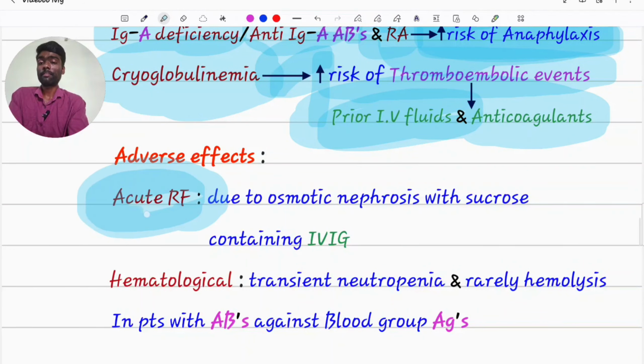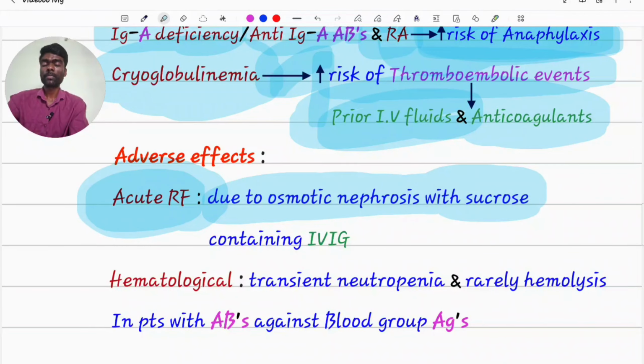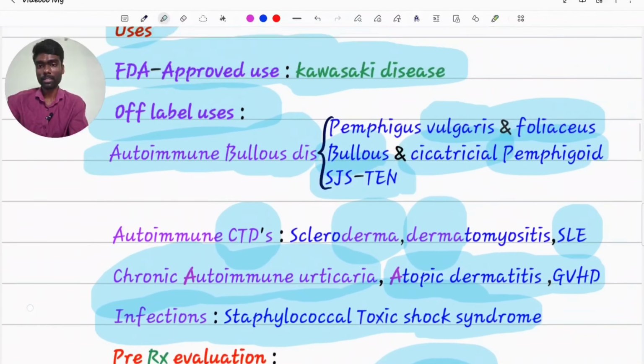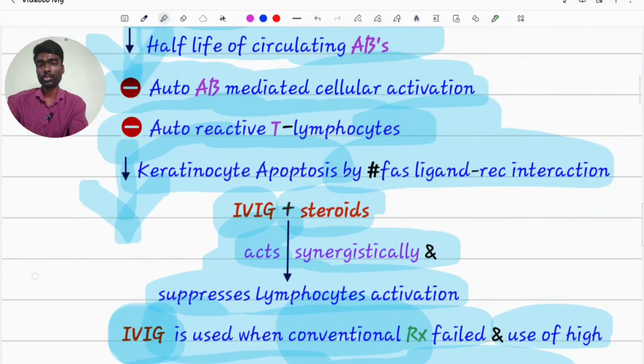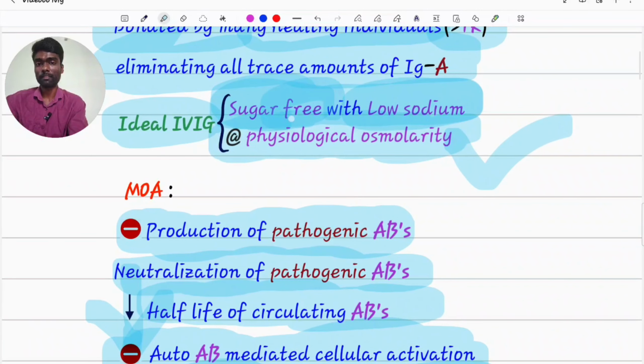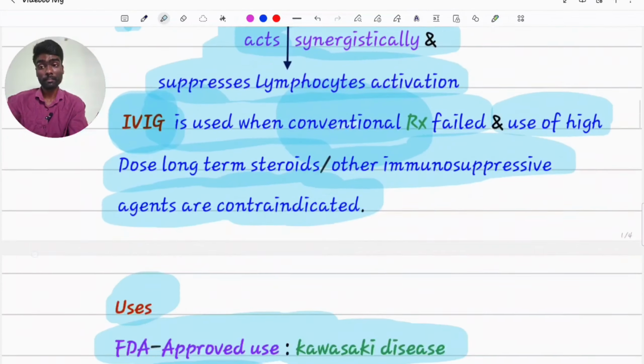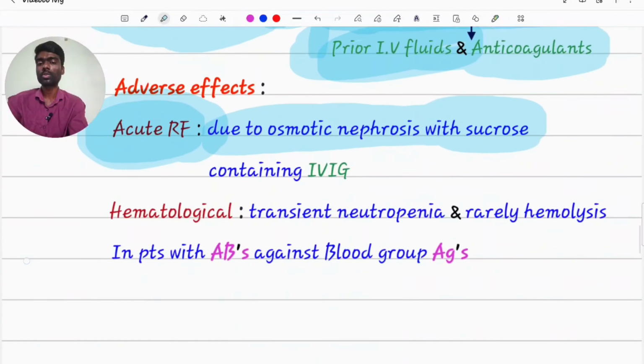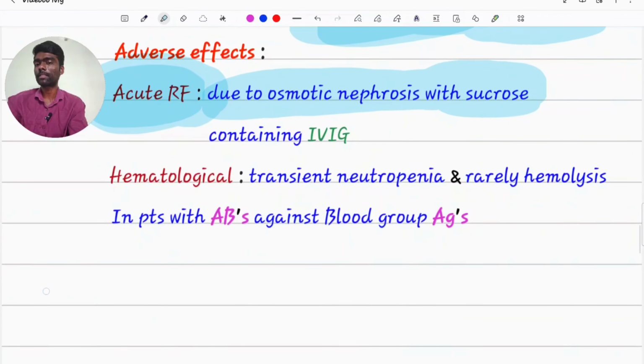Acute renal failure can occur due to osmotic nephrosis if IVIG contains sucrose. That's why an ideal IVIG should be sugar-free with low sodium. If it contains sugar, that is sucrose, what will happen? Osmotic nephrosis, which may lead to acute renal failure.